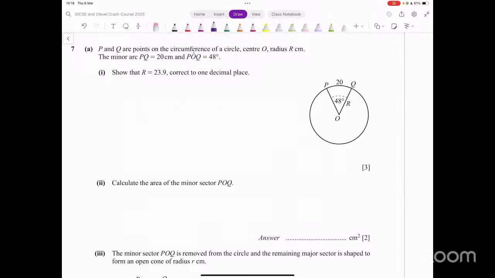So we have points P and Q on the circumference of a circle. We are given the arc length, that's 20, and we're given this angle, 48 degrees. We need to find R. What's R? R is the radius of the circle. How can we find that?